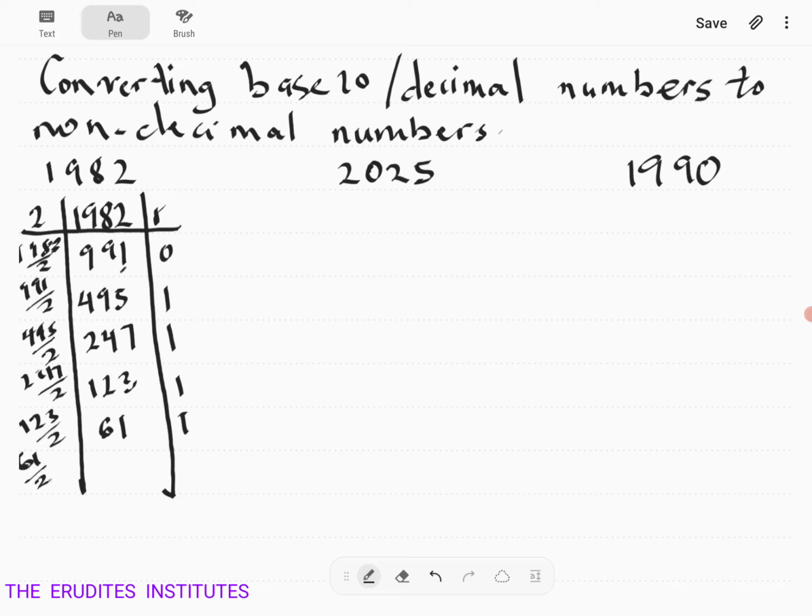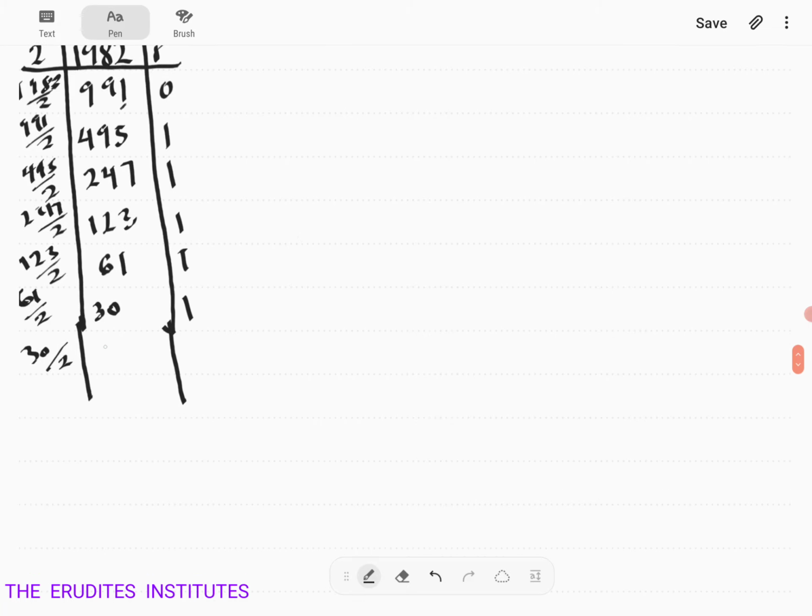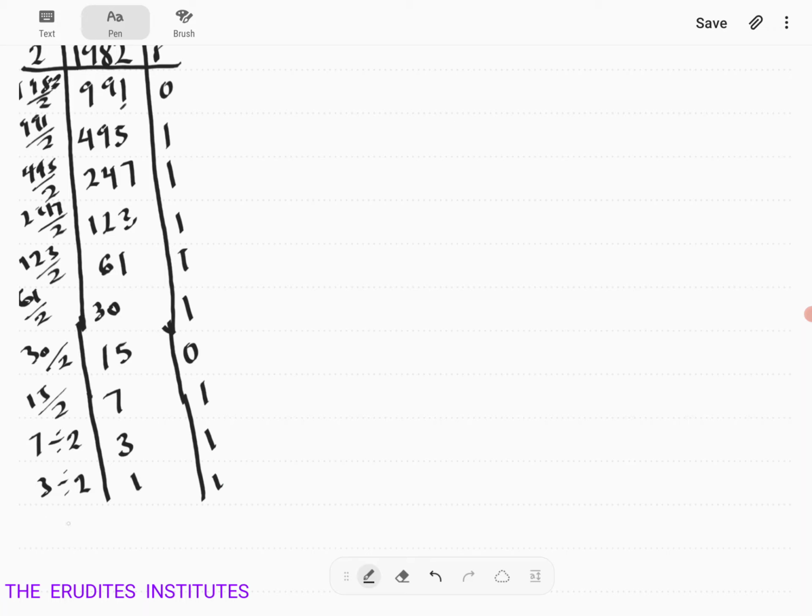61 divided by 2 would give us 30 with a remainder of 1. 30 divided by 2 would result in 15 with a remainder of 0. 15 divided by 2 would give us 7 with a remainder of 1. 7 divided by 2 would give us 3 with a remainder of 1. 3 divided by 2 would give us 1 with a remainder of 1. Then 1 divided by 2, that wouldn't give us a whole number, so that would be 0, and there would be a remainder of 1.